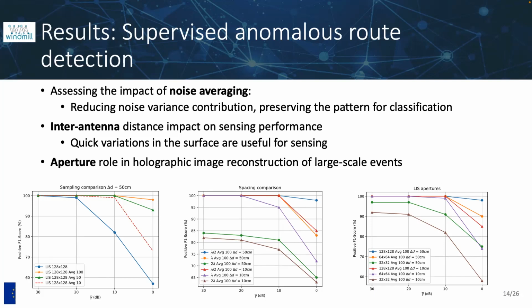First one corresponds to noise averaging. So basically this extra sampling. If we receive 1,000 samples and we average the received signal, at the end of the day, we are reducing the noise variance contribution. So we are improving the sensing performance. So this is what we are trying to show in this one.